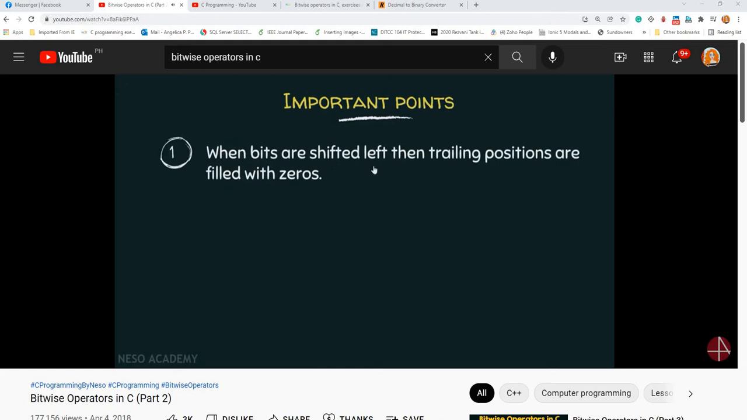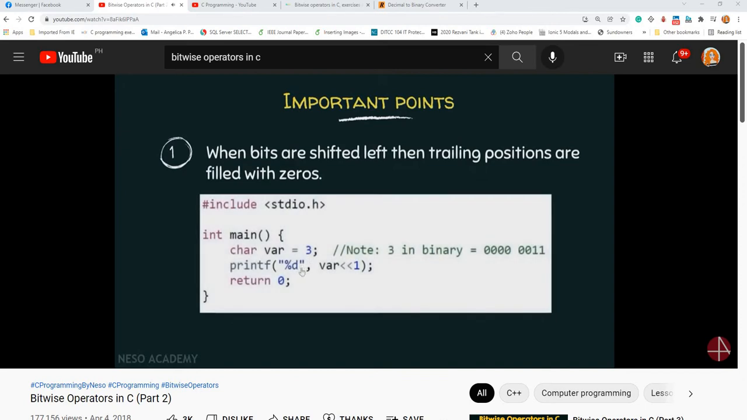When bits are shifted left, then trailing positions are filled with zeros. Please note down this point. Let's consider one example to better understand this concept. In this example, I chose a variable and assigned it the value 3. What I'm going to do here is shift this whole number by one position towards the left using this left shift operator available over here. As this data type is character, therefore 3 in 8-bit representation looks like this.